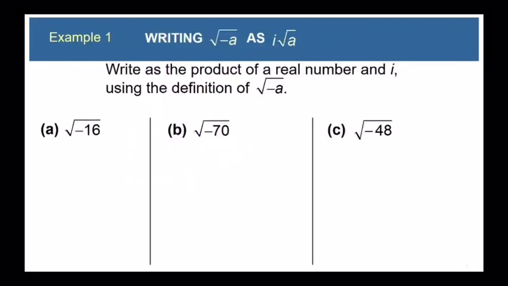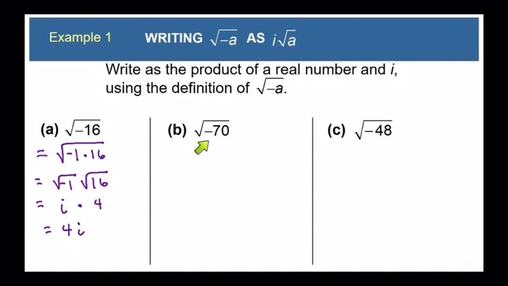Let's practice now. If we have, say, the square root of -16, then we think of -16 as -1 times 16, and we split it up into two radicals. The square root of -1 is i, and the square root of 16 is 4. So we have here 4 times i.